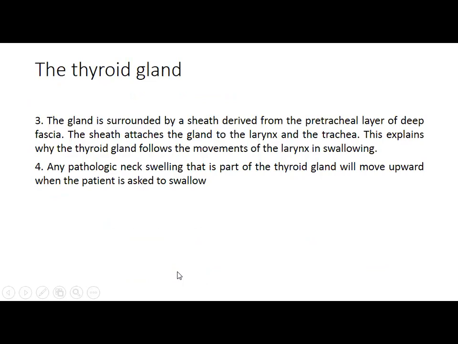Then the gland is surrounded by a sheath. We have already seen it is surrounded by a sheath, as well as posterior there is a sheath. The sheath is derived from the pretracheal layer of deep cervical fascia. The sheath attaches the gland to the larynx and trachea. This explains why the thyroid gland follows the movement of the larynx.